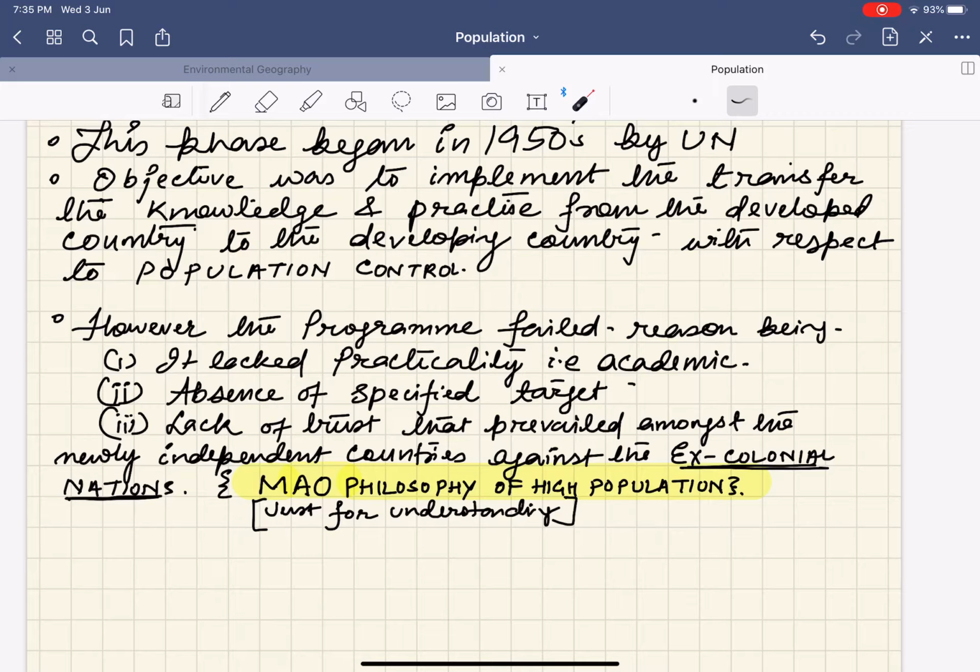An example you can see is Mao's policy of high population. Mao adopted this high population policy because, according to Mao, the greater the population, the greater your strength. This was Mao's philosophy. Hence, China in the very beginning said let us grow our population and be the largest population nation of the world, until China faced the biggest hurdle and started the one child policy.